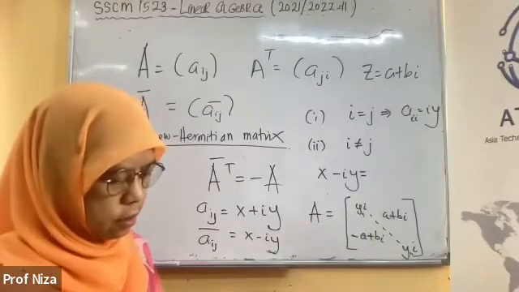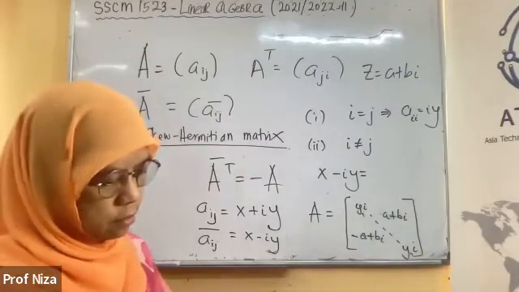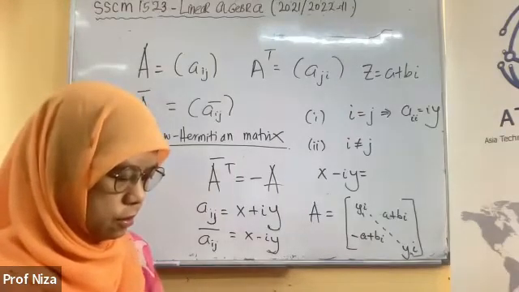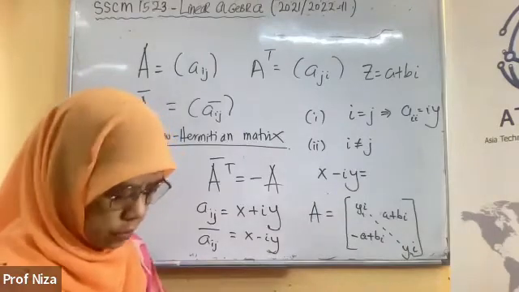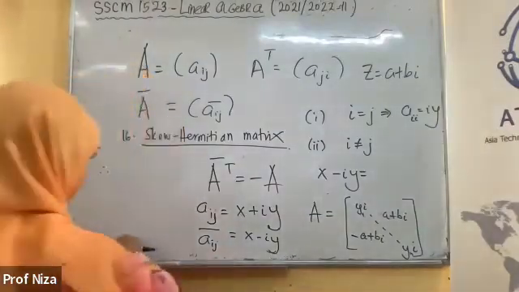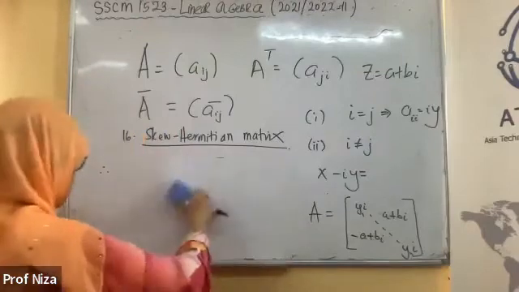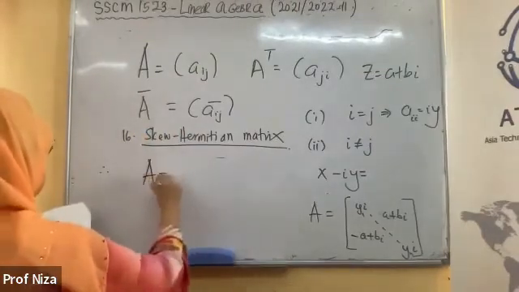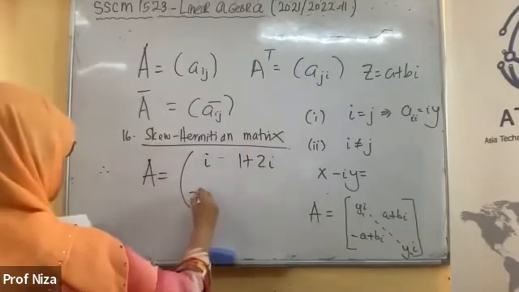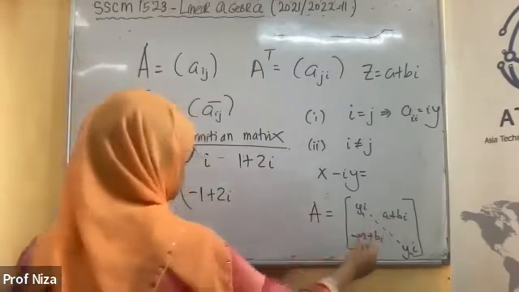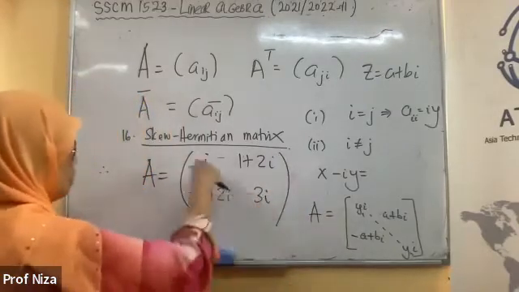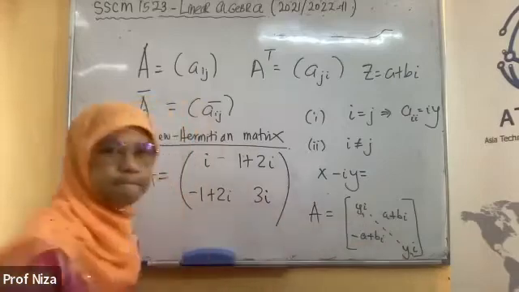So I think that's the end of the matrices. Do we have any more matrix? That's it. As an example of a matrix, as given here, A is i, 1 plus 2i, negative 1 plus 2i, and so on. You can put anything on the diagonal as long as you have the i.